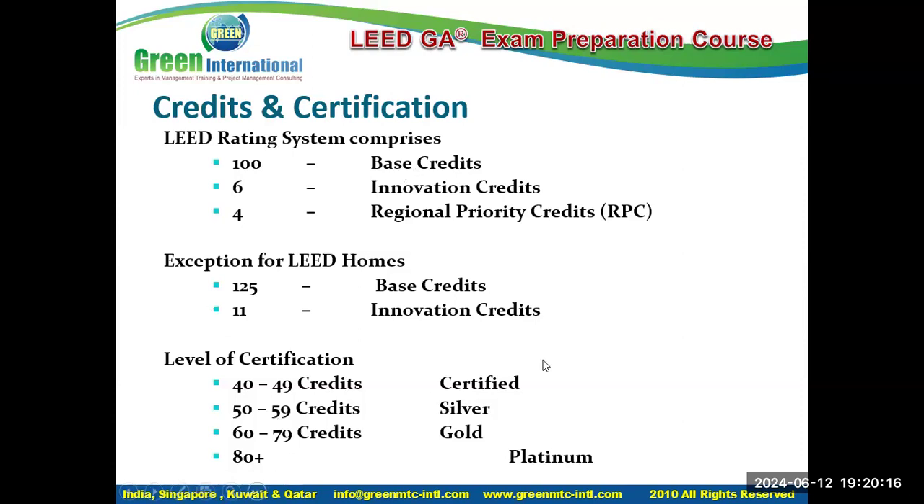You should choose: 40 to 49 is certified, 50 to 59 silver, 60 to 79 is gold, 80 and above is platinum. The innovation credit and the 4-point regional priority credit are called bonus points. That means first you should get 40 to 49 points from the base credit only, to complete the certificate level. Then the innovation and regional priority credits you can use to upgrade your certification level, right?